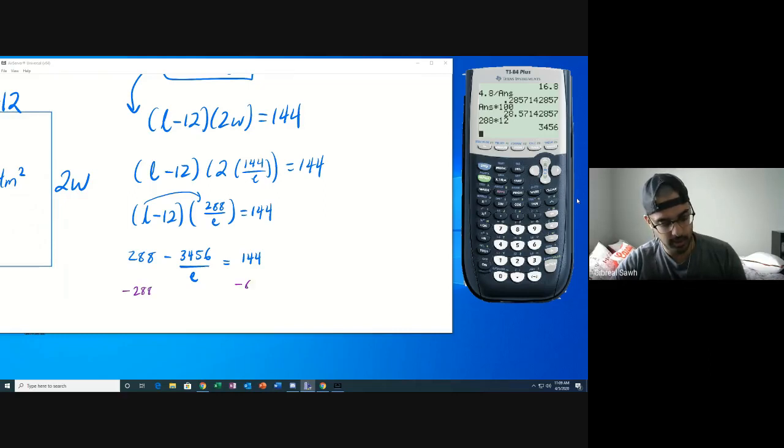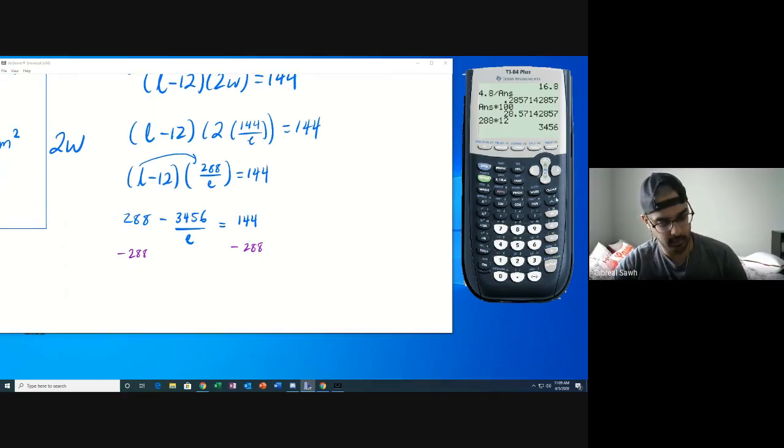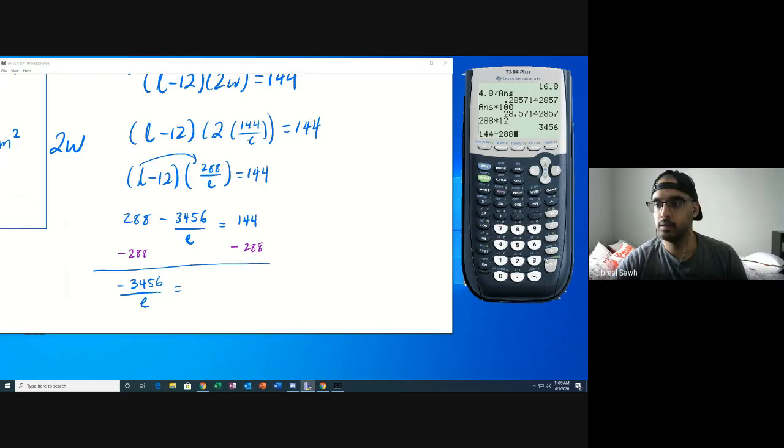And keep in mind, this isn't the only way to do this. There are many others. This is just one that jumped out to me. Okay, so if you're not fond of that fraction, there is another way. Now 144 minus 288. Negative 144 is what we end up with.